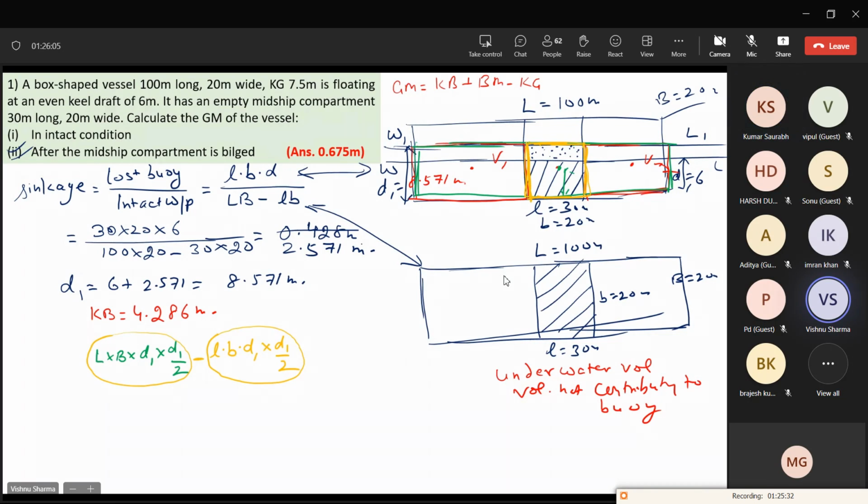So in this case, tell me what will be the volume of buoyancy? See, I can get it without calculation in this case because it's a simpler case, but we should know how to calculate if the need arises. So I divide this with LBD minus LBD1. This should give me the KB in the bilged condition. Yes or no? Right.